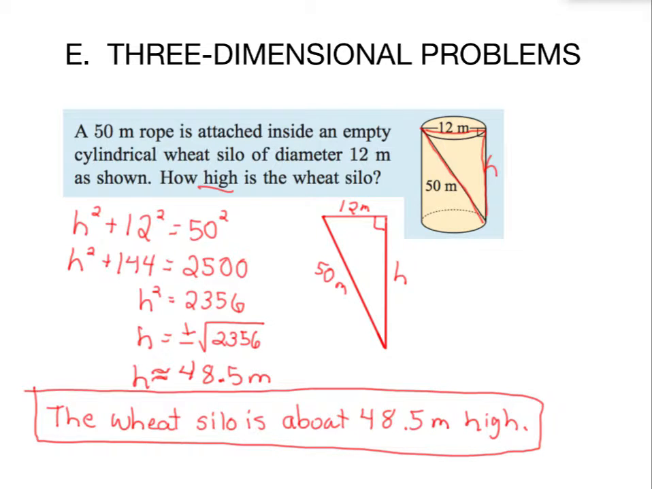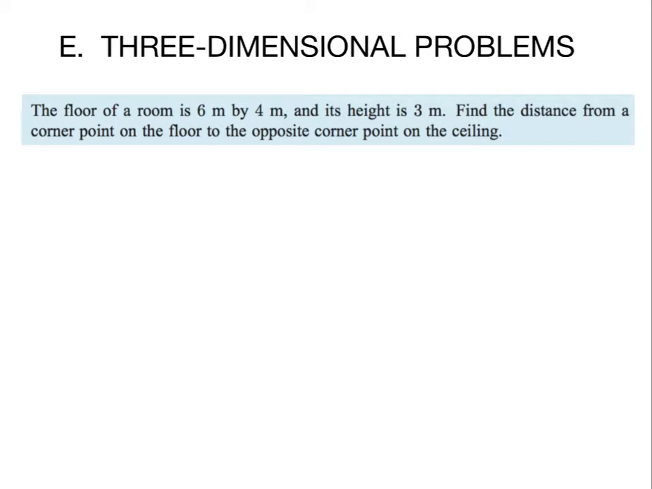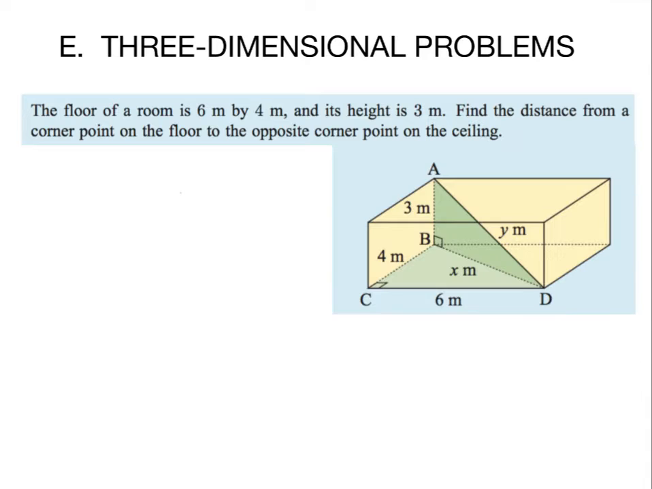Now for example 2. Not every word problem is going to give you the diagram. Sometimes you have to draw the diagram yourself. That's what's happening in the second example. The floor of a room is 6 meters by 4 meters, and its height is 3 meters. Find the distance from the corner point of the floor to the opposite corner point of the ceiling.